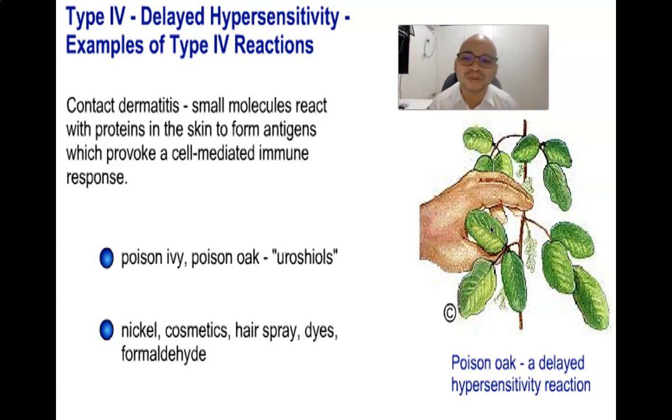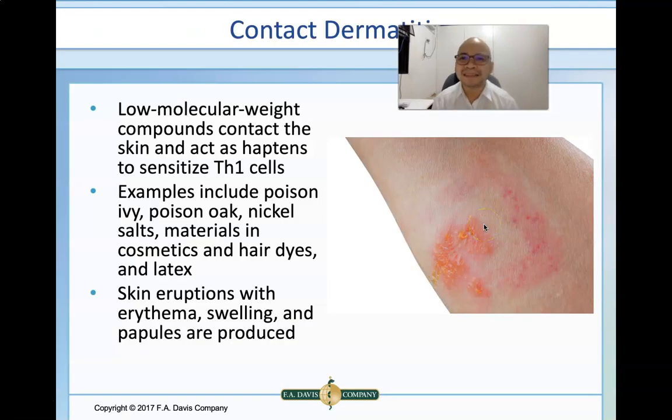So like what I've told you, nickels, cosmetics, hairspray, dyes, and even formaldehyde may be the possible sources of contact dermatitis. Nickels, most common in eyeglasses and in watches or bracelets, okay, or a necklace. So in contact dermatitis, there is a low molecular weight compound that will come into exposure to your skin. Since it is low molecular weight, it is not really an antigen. We call it hapten. But hapten, even if it's low molecular weight, is enough to synthesize Th1 cells.